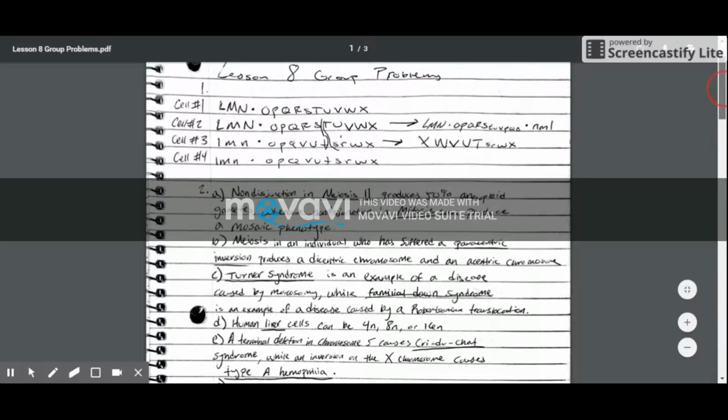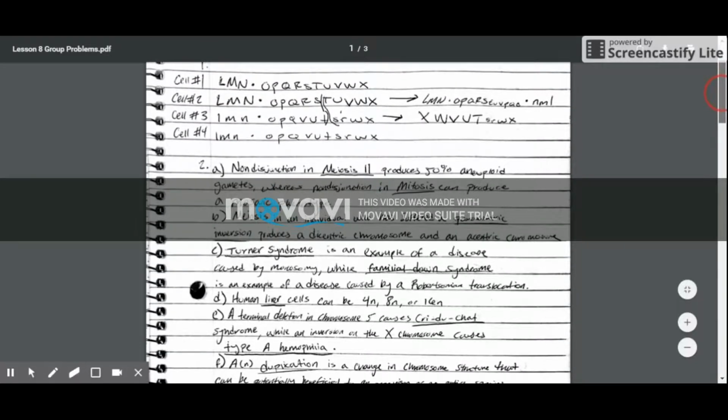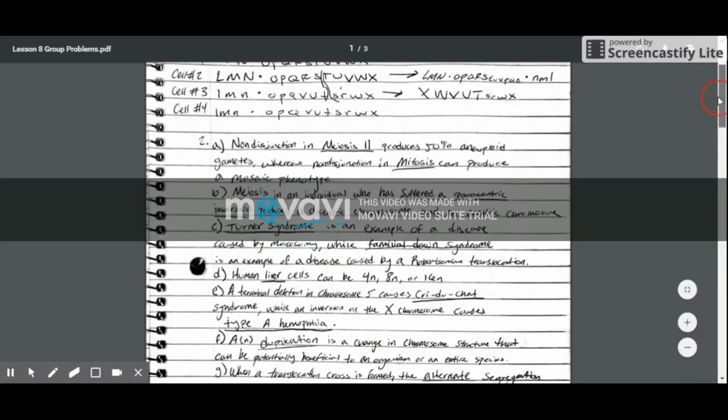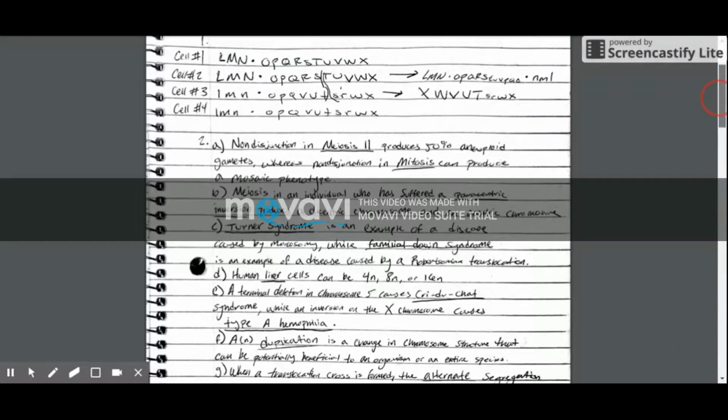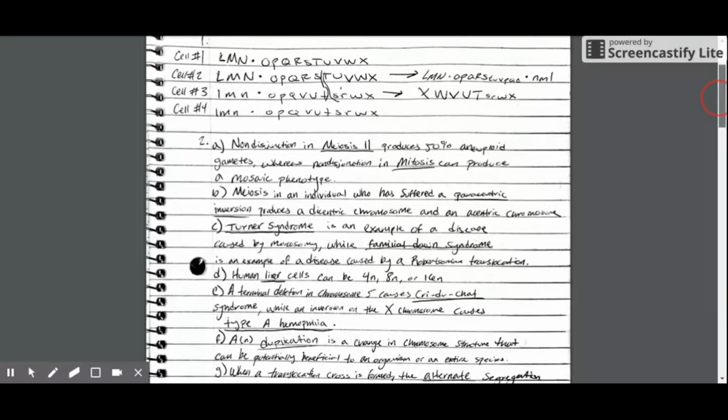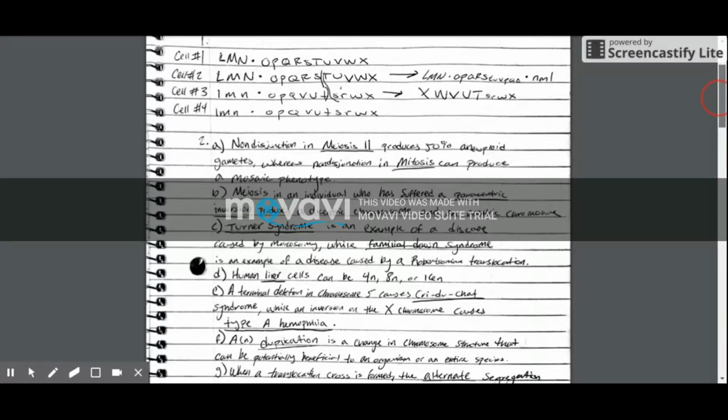Hey guys, this is Christian. I'm going to be doing problems 2 and 3 today. Starting with problem 2, part A. I wrote it all out, so I'll just read it to you with the blanks underlined. It says non-disjunction in meiosis 2 produces 50% aneuploid gametes, whereas non-disjunction in mitosis can produce a mosaic phenotype.